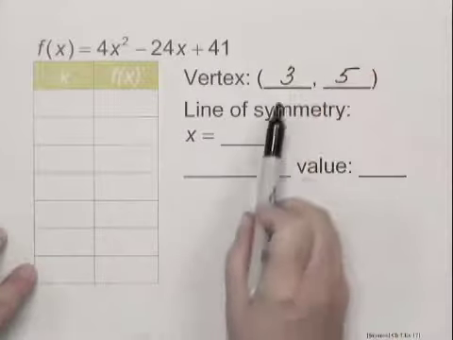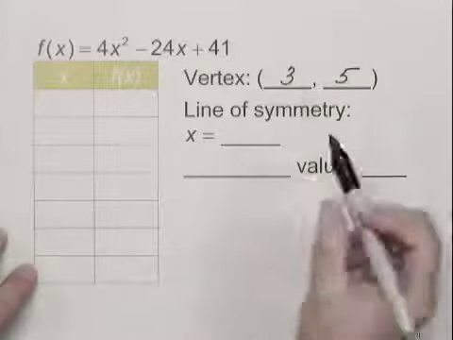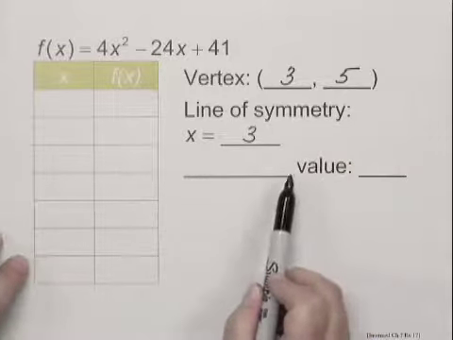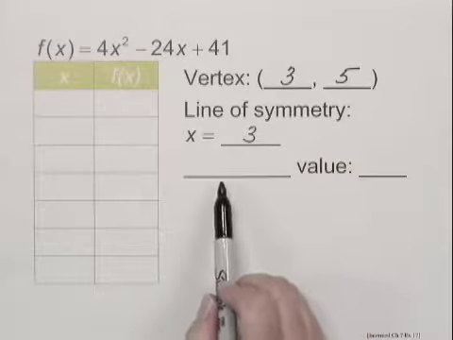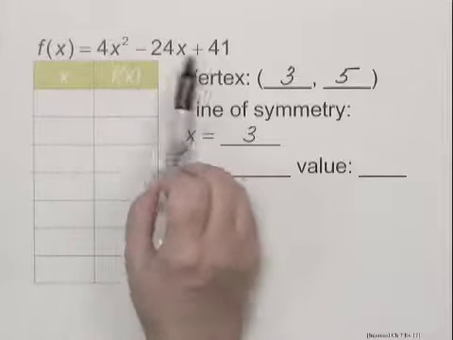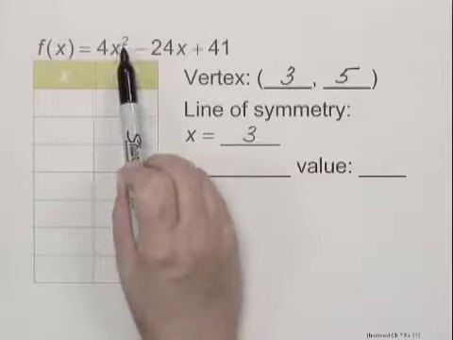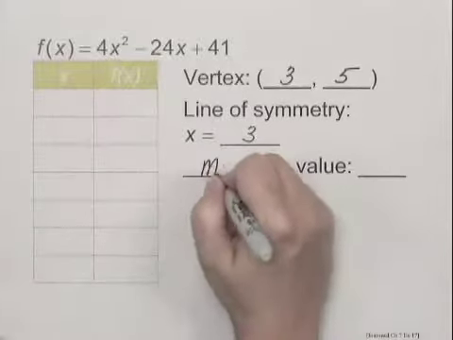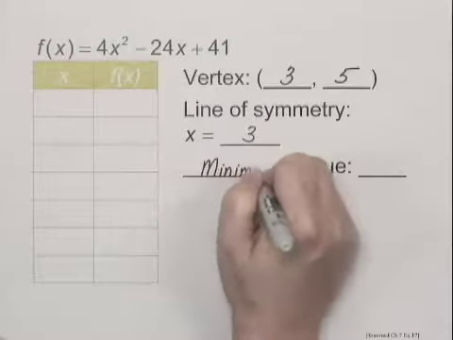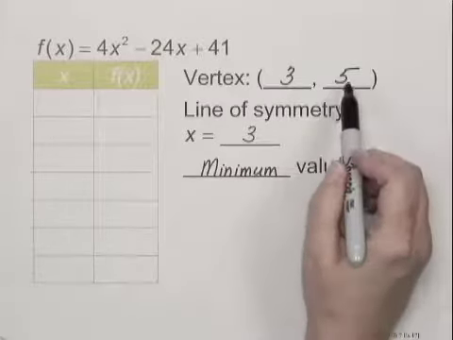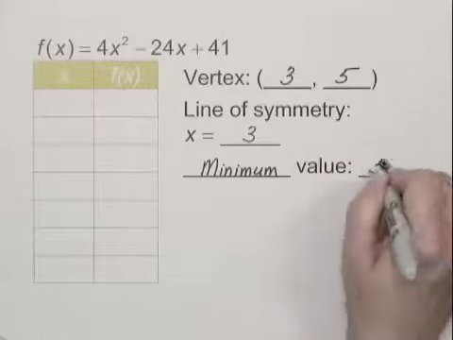The line of symmetry we read from here: the x-coordinate of the vertex, which is 3. The maximum or minimum value means I need to tell whether the graph will reach a maximum value or a minimum value. I can determine that by looking at the original equation. Since x squared is multiplied by 4 and 4 is positive, the parabola will open up, so the graph will reach a minimum value at the vertex. That minimum value will be the y-coordinate, or the f of x coordinate, of the vertex, which is 5.